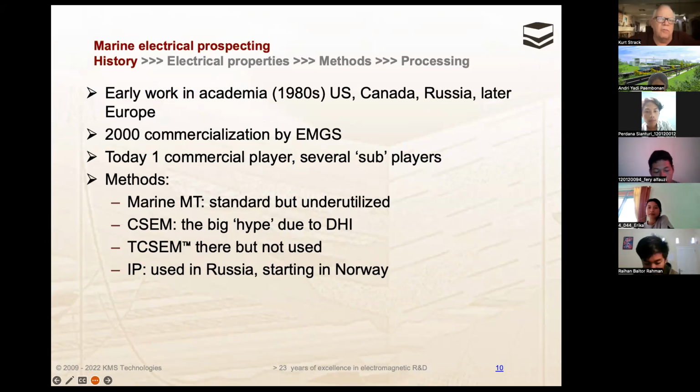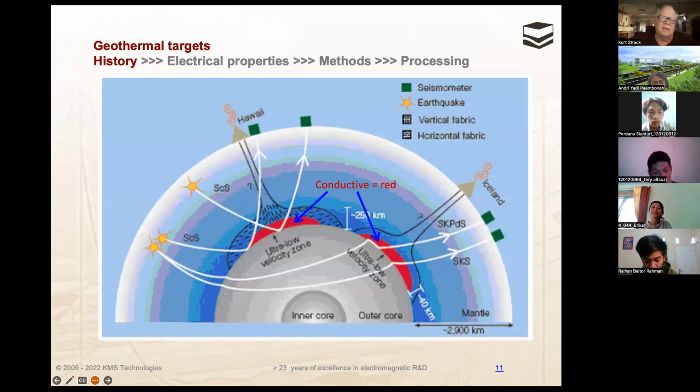Marine work was originally done in the 1980s in the US, Canada, and Russia, and later in Europe. It was commercialized in 2000 by a Norwegian company called EMGS. Today, EMGS is still the only player with a very small business. Marine magnetotellurics is standard, but it's underutilized. CSEM is more utilized, and it's also standard. There is a time domain version of marine CSEM, also known as TCSEM, but it's not really being used. Marine induced polarization is used in Russia and is starting in Norway.